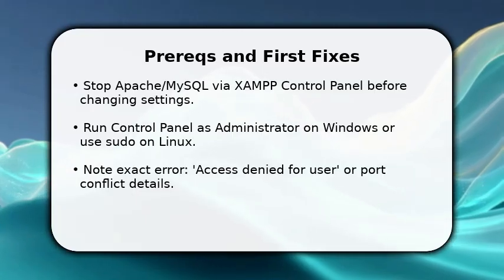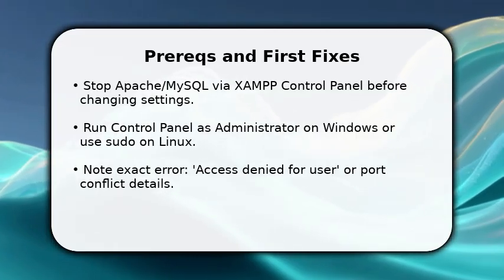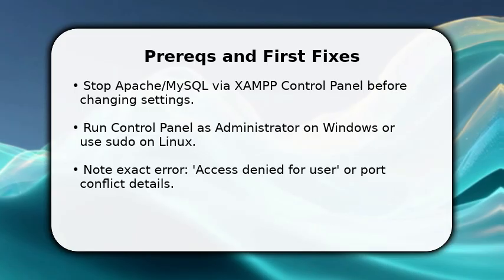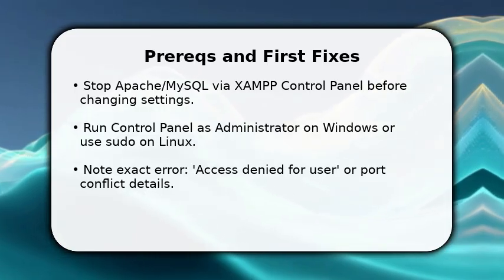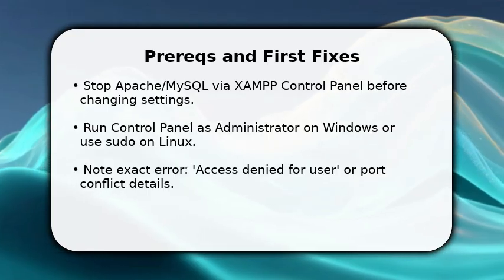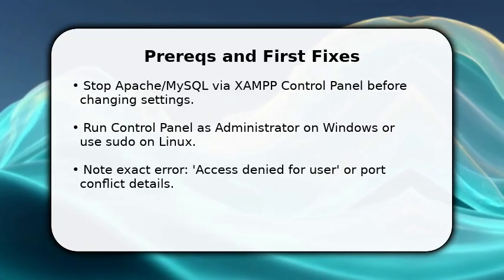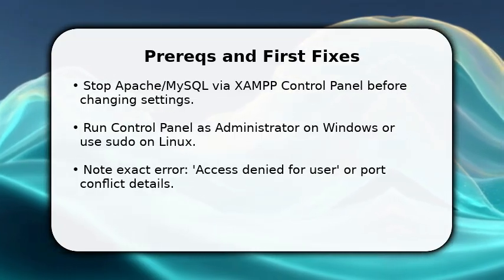You're starting by confirming prerequisites and taking the quickest wins. Stop Apache and MySQL in XAMPP, then run the control panel as administrator so permission changes can apply. Once done, read the exact error message, knowing whether it's an authentication failure or a port conflict directs the next step. Make sure configuration files are accessible.